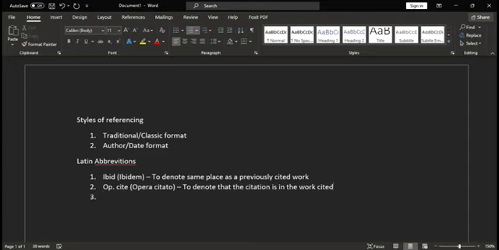The next is this very common one that we know, i.e., ids. That's to denote that is.